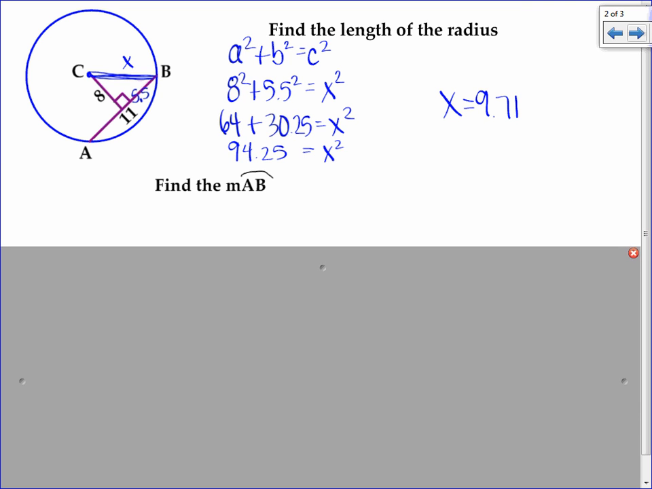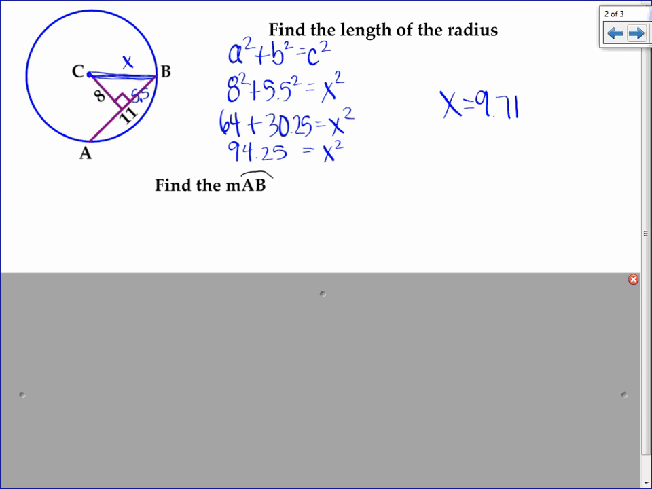Okay. We want to find the measure of AB. So let's think about this. We want to find out how many degrees this arc is.